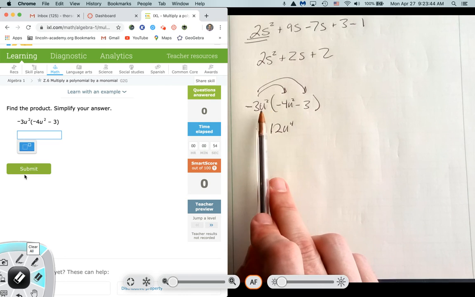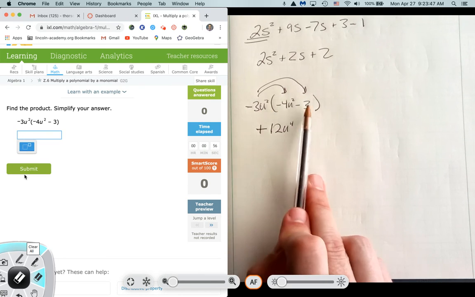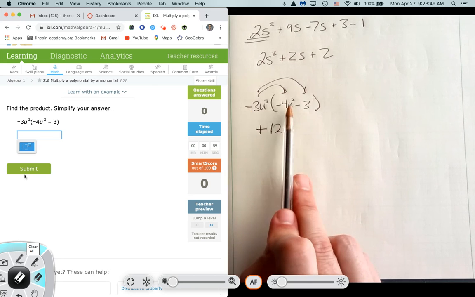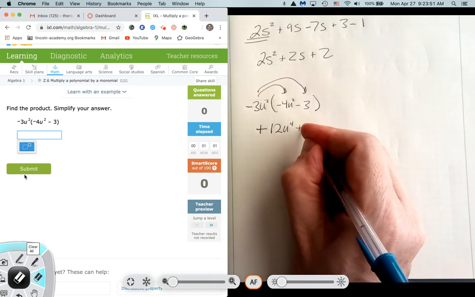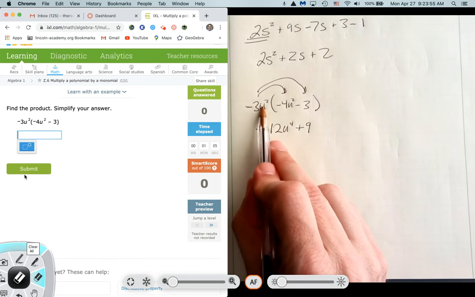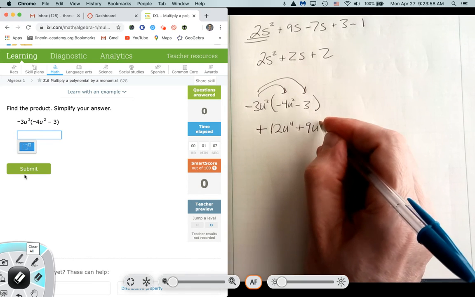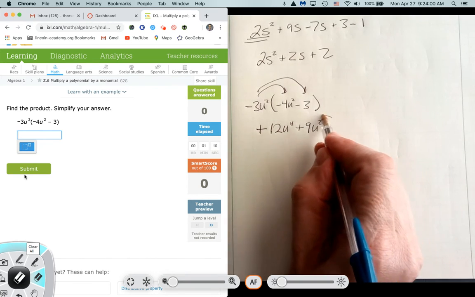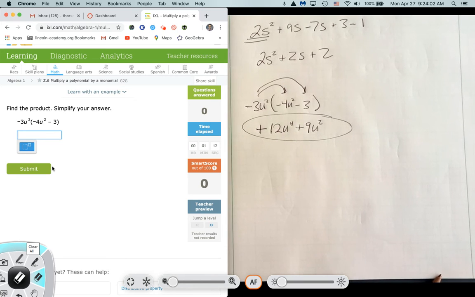Now I'm going to multiply this negative 3u squared times this second term. So a negative times a negative is positive. I take care of the signs first. 3 times 3 is 9. And then I have a u squared that doesn't have any more u's being multiplied with it. There's my final solution. And I type that in there.